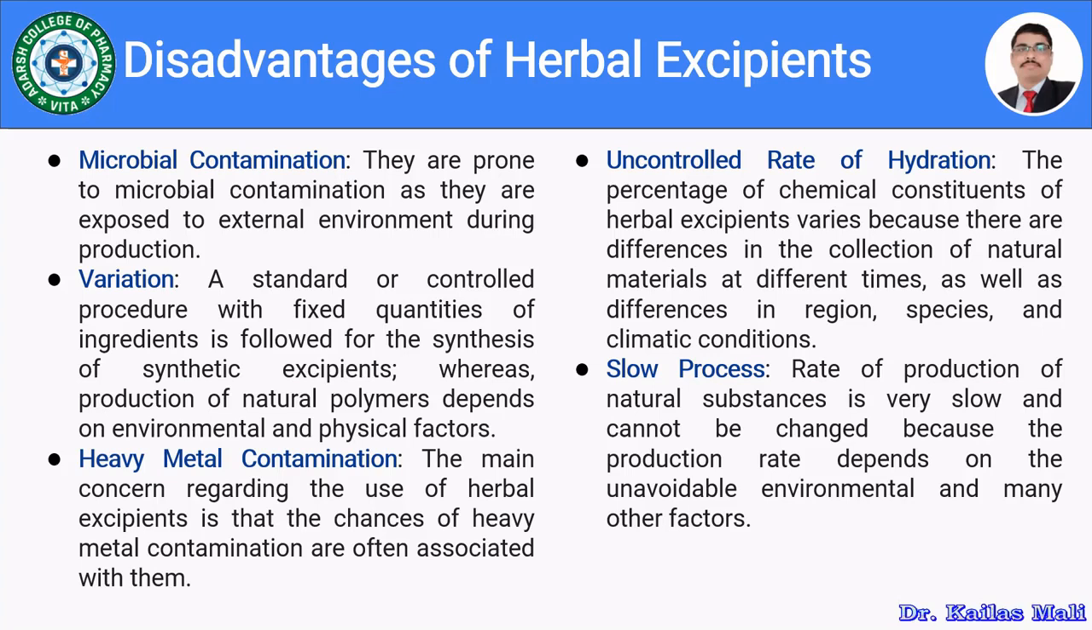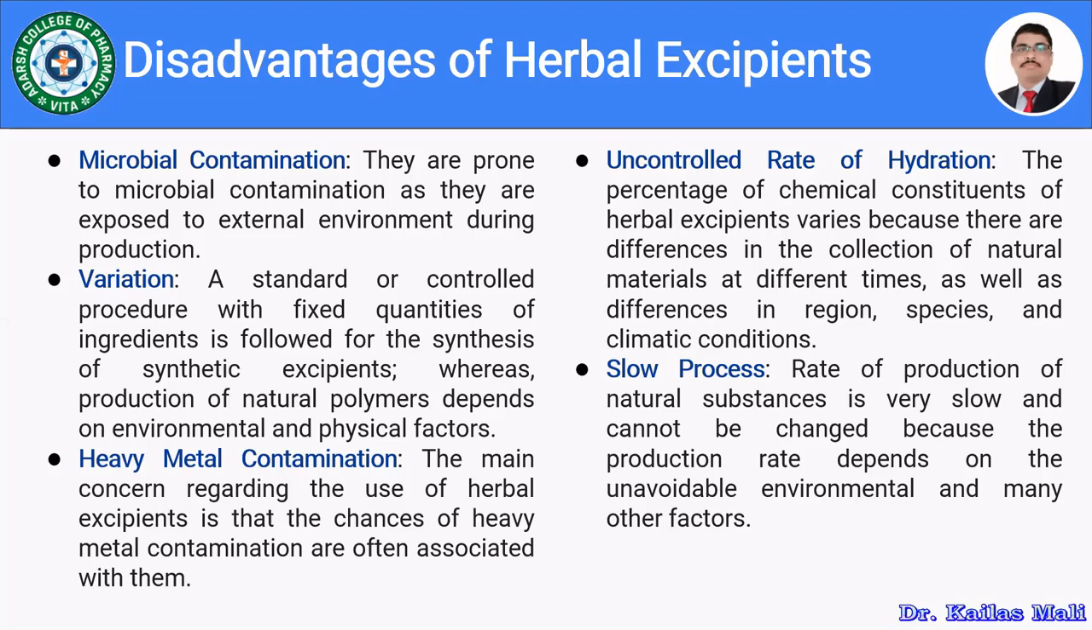The next one is the uncontrolled rate of hydration. The percentage of chemical constituents of herbal excipients varies because there are differences in the collection of natural material at different times. The collection pattern for the particular herb is different, and this might be related to the rate of hydration, as well as differences in region, species, and climatic conditions, and that could change the rate of hydration of a particular herbal excipient.